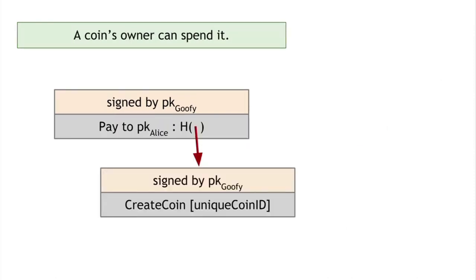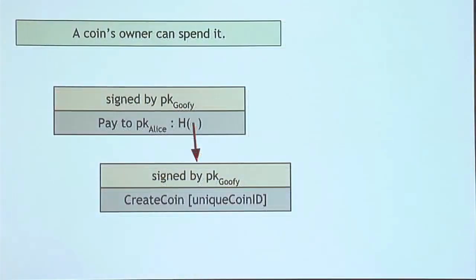The second rule of Goofy Coin is that whoever owns a coin can pass it on to someone else. They can spend it. So for example, here we have the coin that I showed you before that Goofy created. And now we're going to take a hash pointer to that coin.